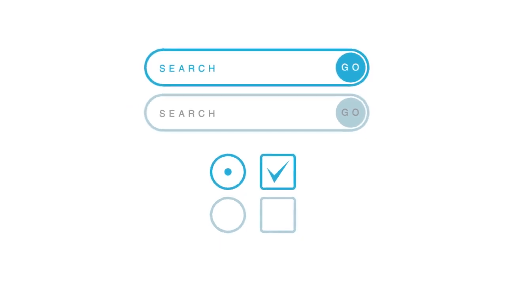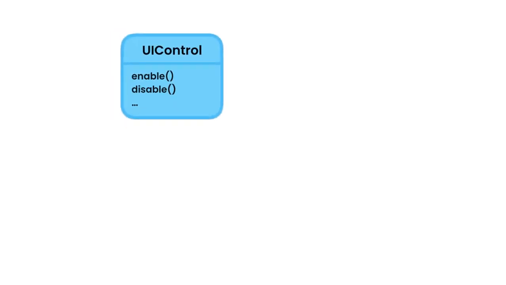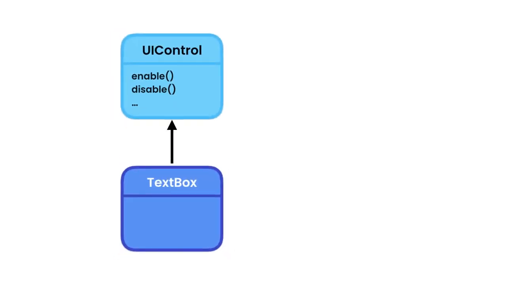For example, we can enable or disable them. We can set their size in terms of their width and height on the screen, and so on. When coding these classes, we don't want to implement all these features in every single class. That's where we use inheritance to reuse code. So we define all the common behavior in a single class, let's call it UI control, and then have other classes inherit these behaviors from this class.